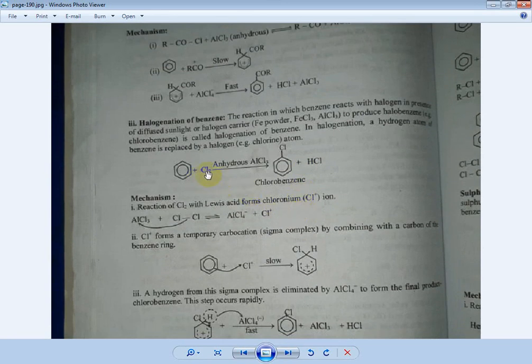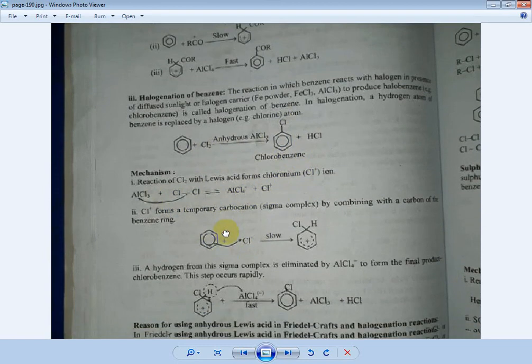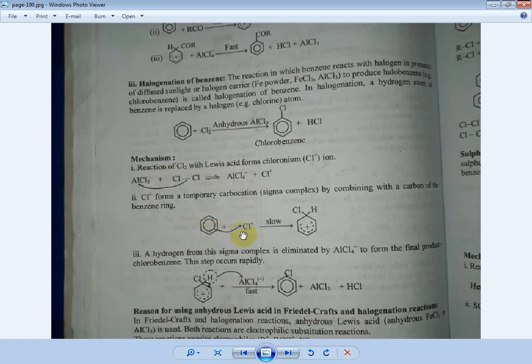Okay, halogenation. If chlorine is present, chlorobenzene is formed and HCl. This is called chlorobenzene. First step, the electrophile forms, the chlorinium ion, Cl plus. Step one, the electrophile attacks the benzene ring and forms a sigma complex. Second step, the hydrogen ion, the proton, is removed from the compound. This is halogenation because chlorobenzene is halogenated.